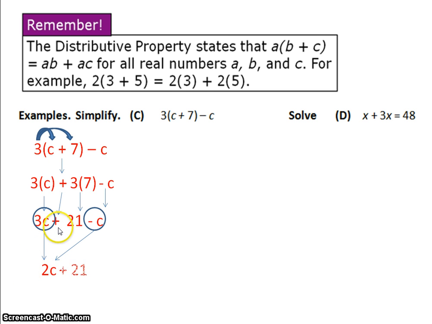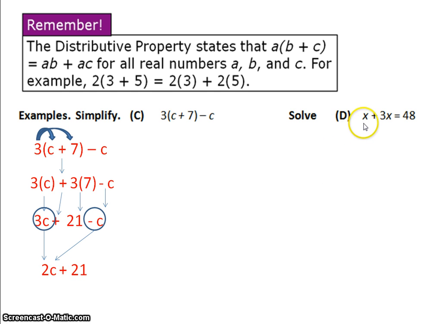Don't forget the plus 21. Now this term, 2C plus 21, that's our answer. You were asked to simplify 3 times the sum of C plus 7 minus C. That is simplified to 2C plus 21. That's as far as we can take this problem.